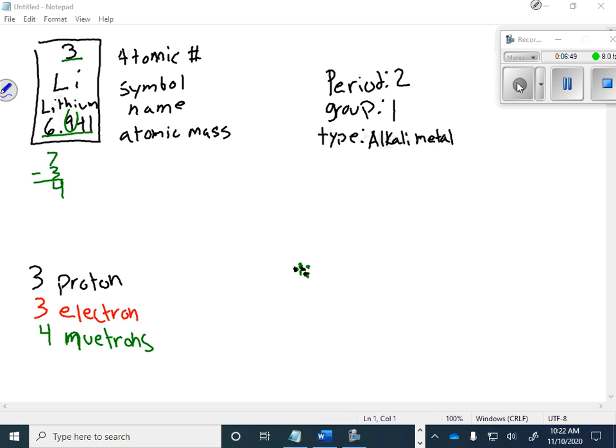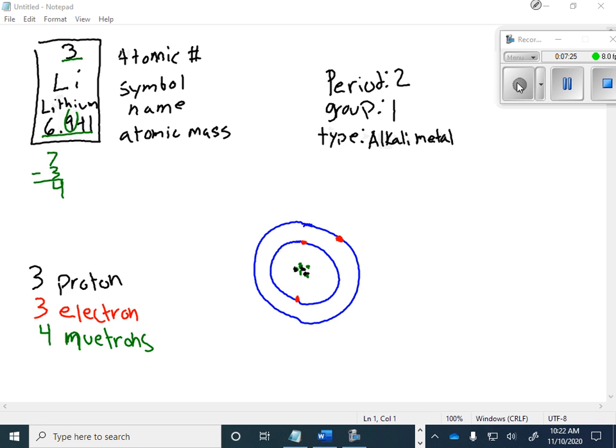So we need the first ring. The first ring is able to hold 2 electrons. So we're going to put an electron here and an electron there. We cannot put any more electrons on the first ring, so we need to make a second ring. This second ring can hold up to 8 electrons, but we only need 3 total, so we already have 2. We just need 1 more, a third, and that is our model of lithium.